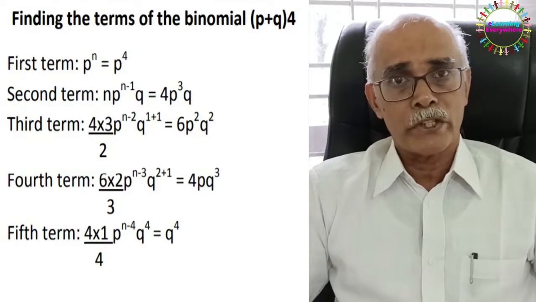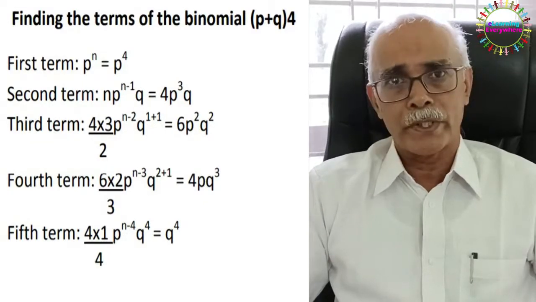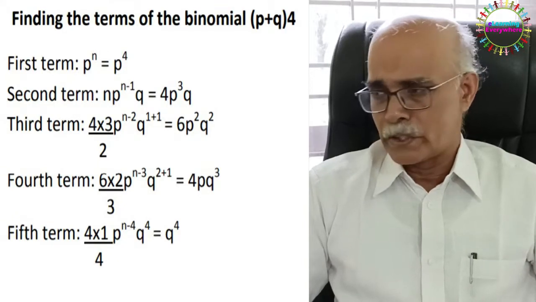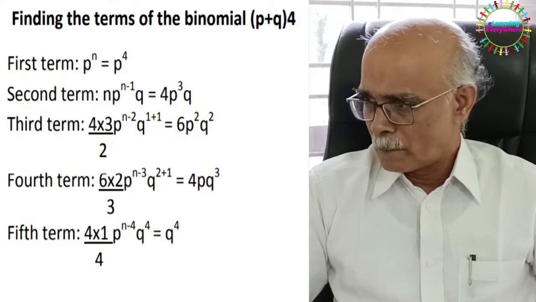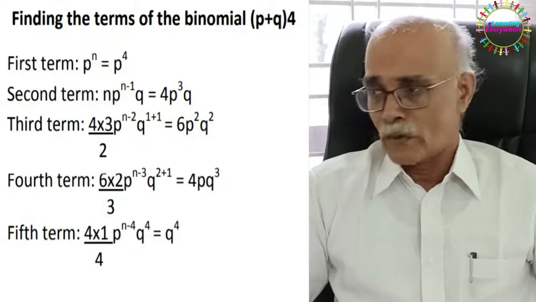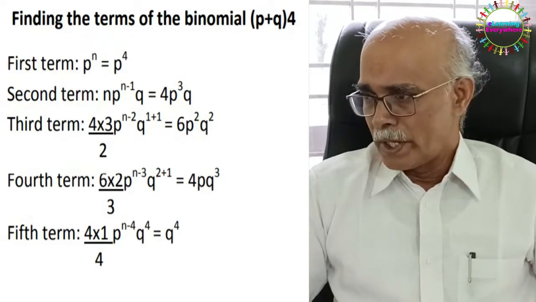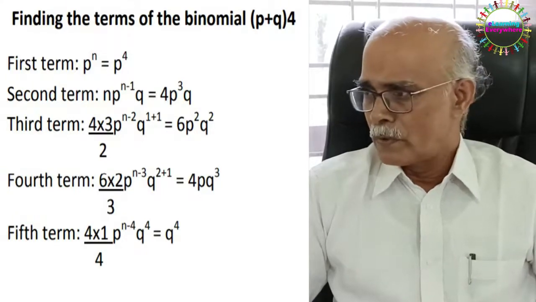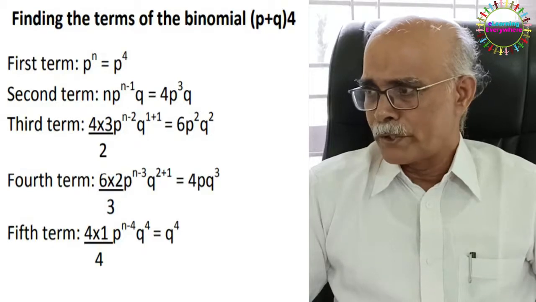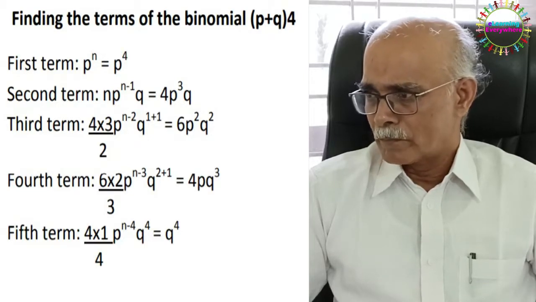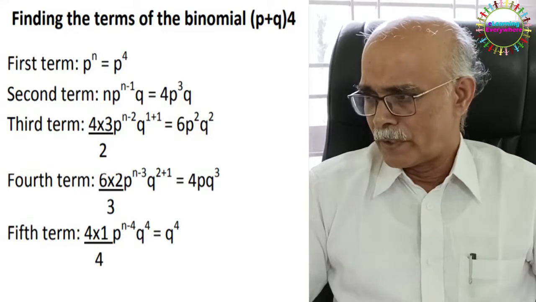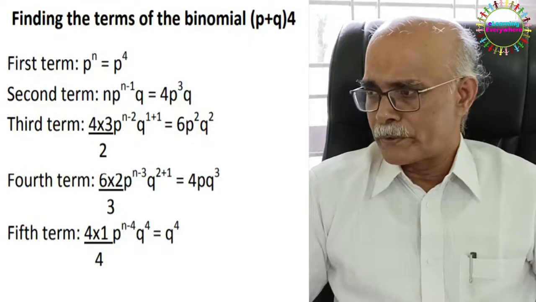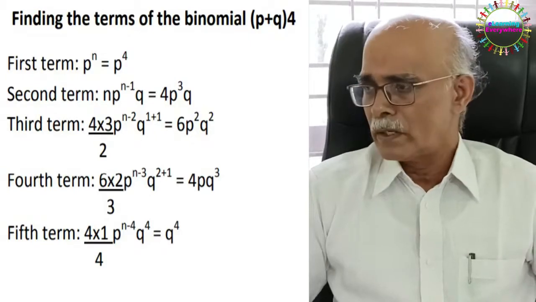Here n is equal to 4, which means there will be 5 terms in the expansion. The first term is p raised to n, which is p raised to 4, since n is equal to 4. The second term is n p raised to n minus 1 q, which is 4p cubed q. The third term you can find like this: 4 into 3 by 2 will give you the coefficient.